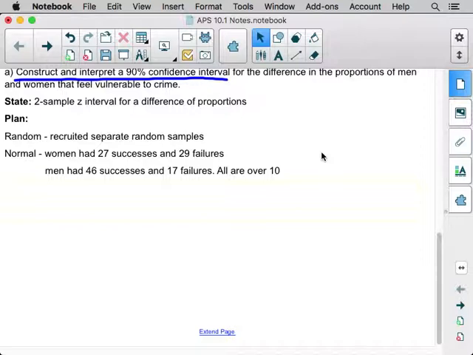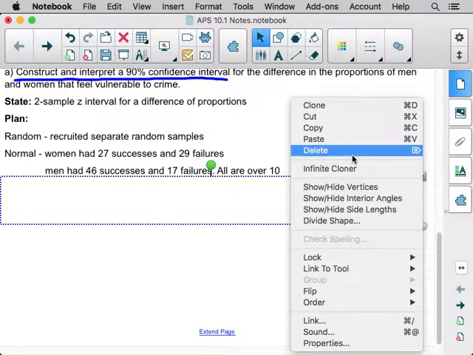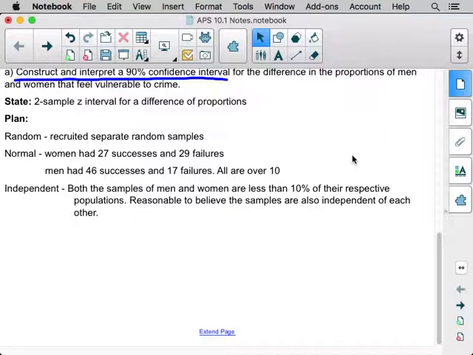And what's the last condition? Independence. So really what we need is both of these samples have to be less than 10% of their respective populations, right? The other little added piece is that our samples should also be independent from each other. So there is a little bit more to note here, because both of them have to meet that 10% condition, and you also have to be able to believe that they're independent from each other.